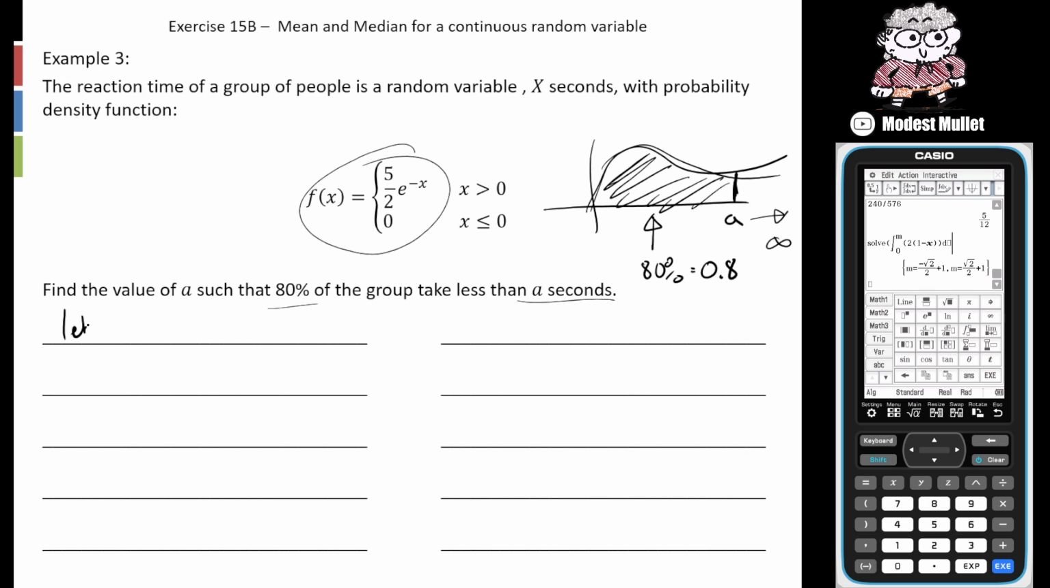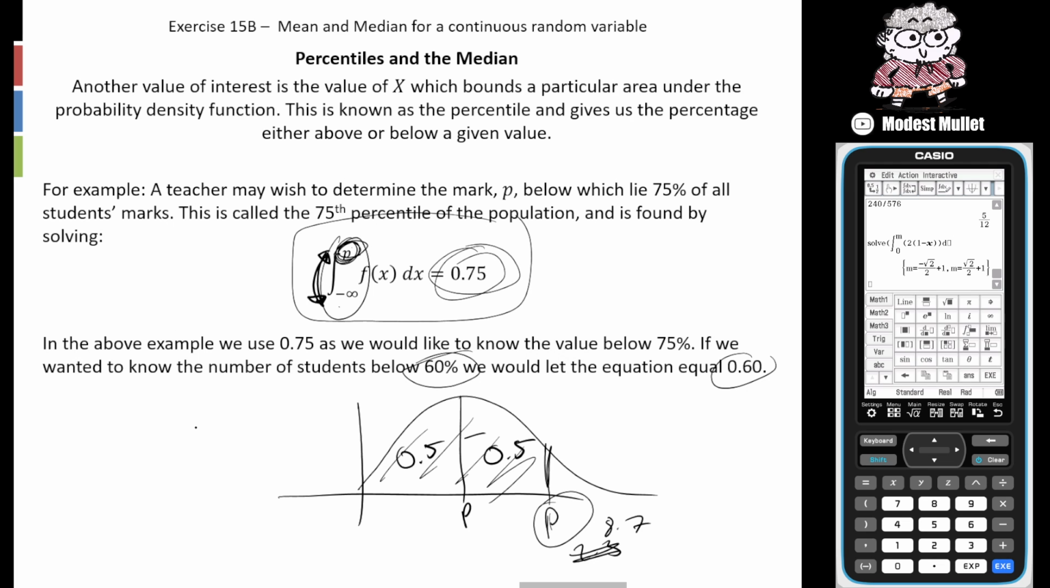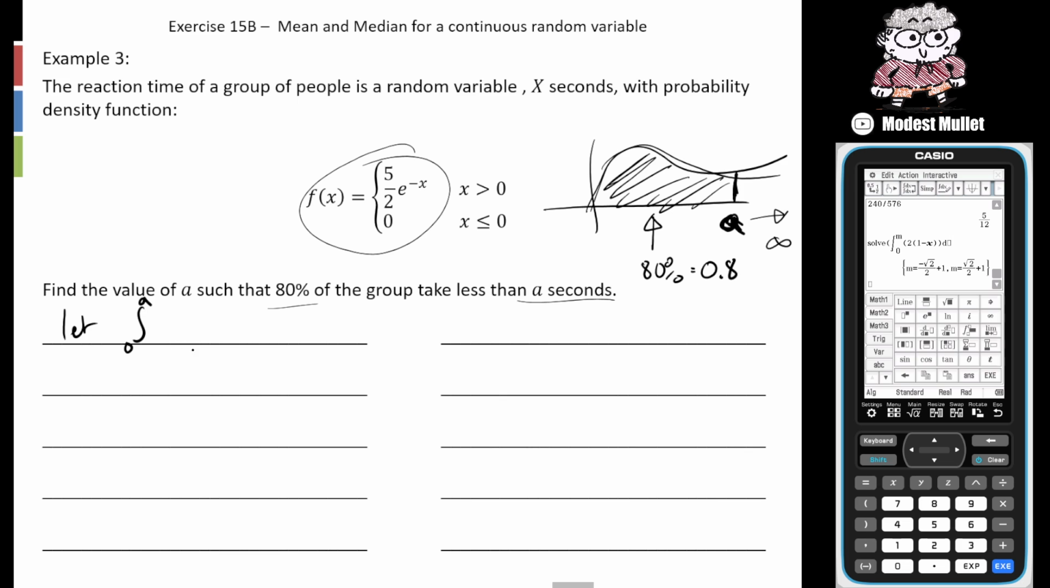So we're going to let the integral between 0 and some point A, that's where we want to go to, of f of x. And we need to multiply this by x, because, no, we don't. We're not doing expected value. Integral of 5 on 2 e to the negative x, and we want the 80th percentile, so that's going to be 0.8, and I've left my dx out of there.